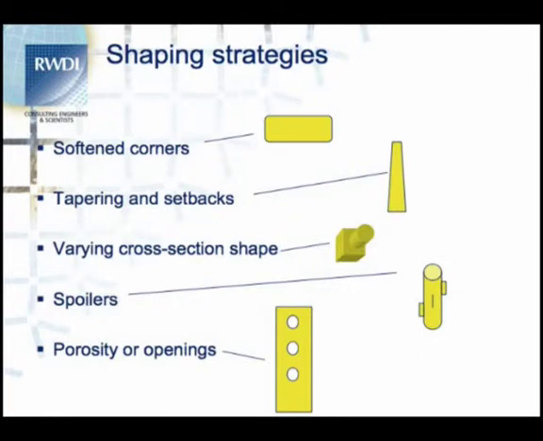One way of doing that is through shaping strategies, softening the corners of your building's geometries, introducing tapering and setbacks, which is something the Burj Dubai does to good effect, varying the cross-sectional shape, introducing spoilers or almost like strakes on chimneys, that type of device. Effectively, all these strategies are means to reduce the magnitude of the forces being applied to the building due to this vortex shedding problem. Another way is introducing porosity or openings into the building.